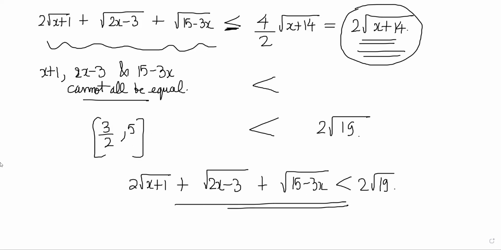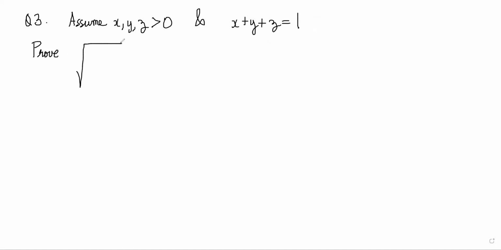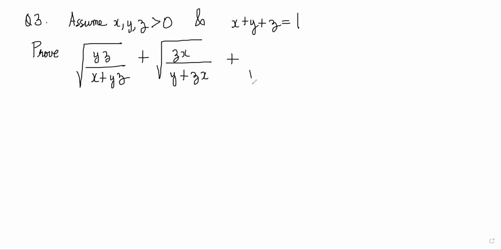Now we look at the third one. This one states that assume x, y, z are all positive and x plus y plus z equal to 1. We have to prove that root over yz by x plus yz, plus root over zx by y plus zx, plus root over xy by z plus xy is less than equal to 3 by 2.